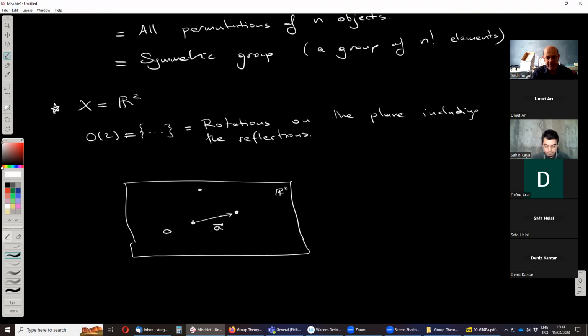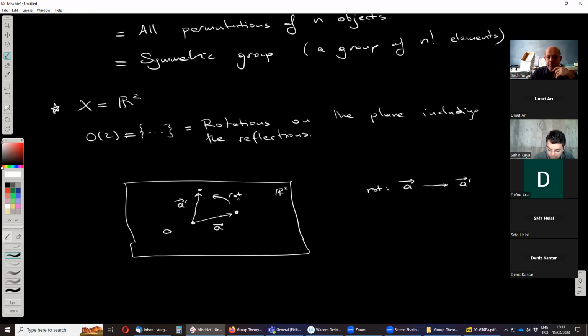Another vector like that. Let's call this A prime. There is a rotation in here. A rotation can basically be thought of as a transformation from A to A prime. As a result, this is also a symmetric group, because the composition of two rotations is a rotation, and a reflection is a rotation, and things like that.